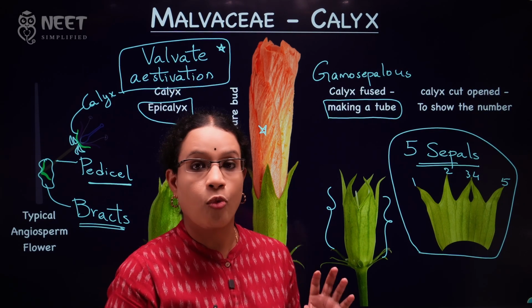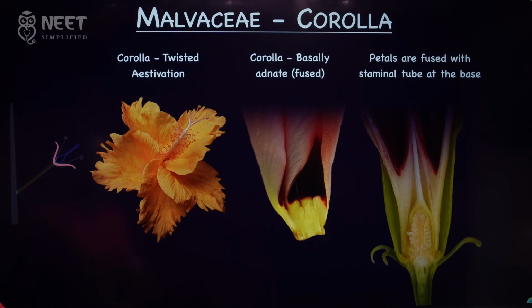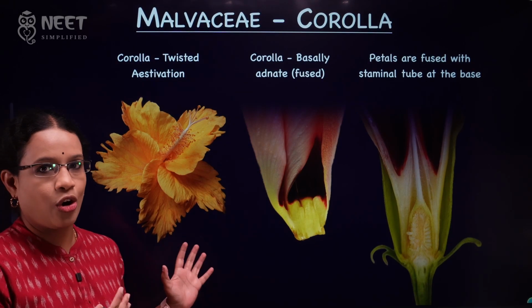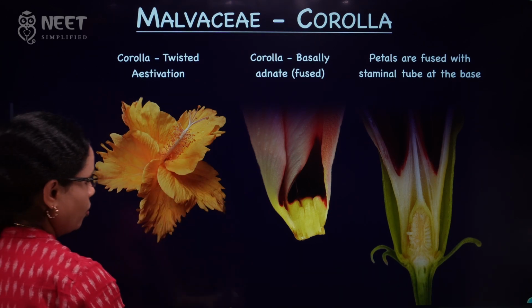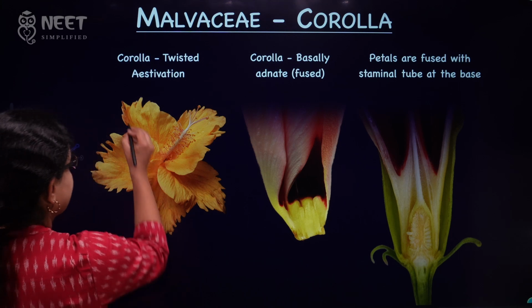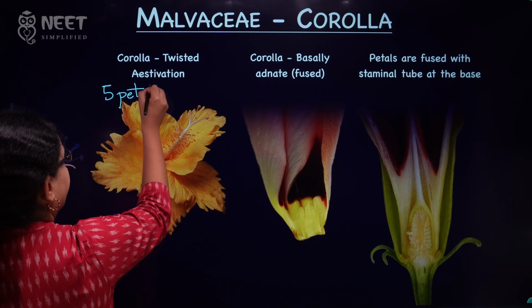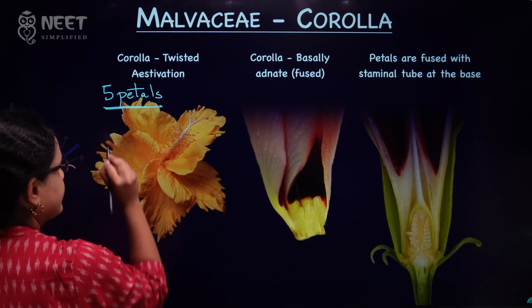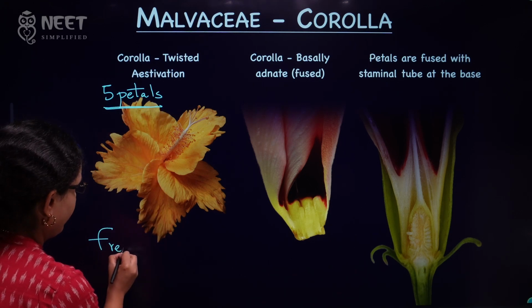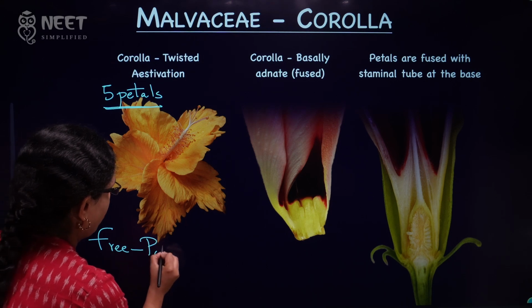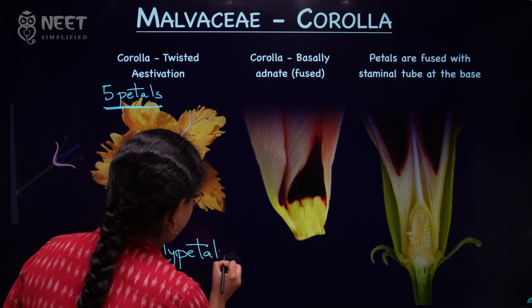Now moving to the most colorful part, the corolla. So here we are with the corolla, the beautiful part of the flower. Yes, here in hibiscus you are seeing 5 petals. Right, you're seeing 5 petals. First point. Secondly, they're all free, isn't it? They are all free, not fused. So we call this polypetalous condition.